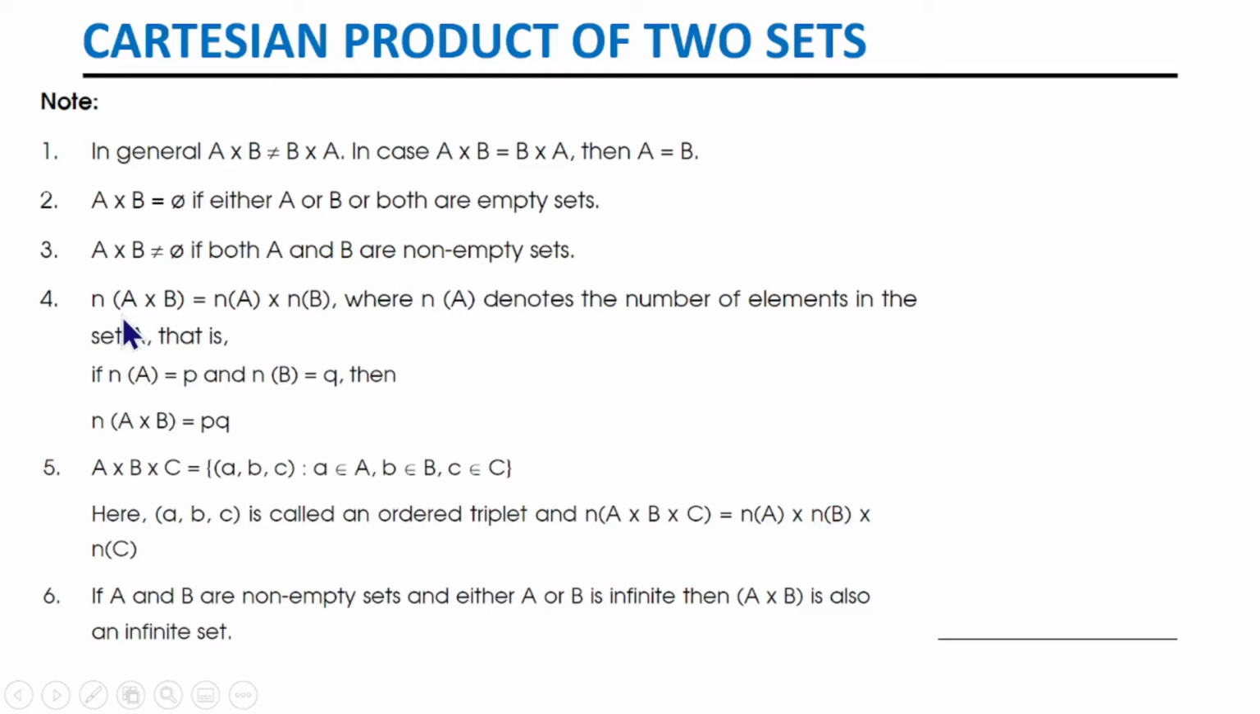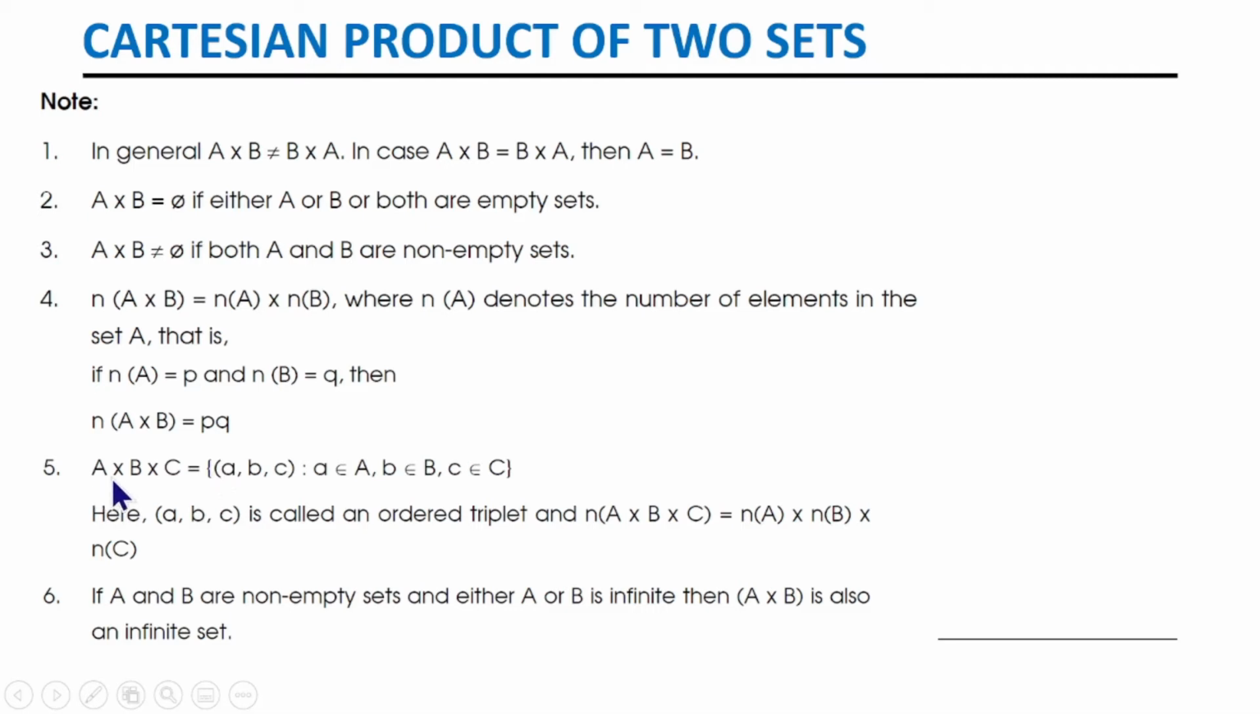And then coming to the number of elements in the Cartesian product of two sets. n(A cross B) is equal to n(A) into n(B), where n(A) denotes the number of elements in set A and n(B) denotes the number of elements in set B. That is, if n(A) is equal to p, the number of elements in A, and n(B) is equal to q, the number of elements in B, then the number of elements in the Cartesian product of A and B, given by n(A cross B), is equal to the product of p and q.